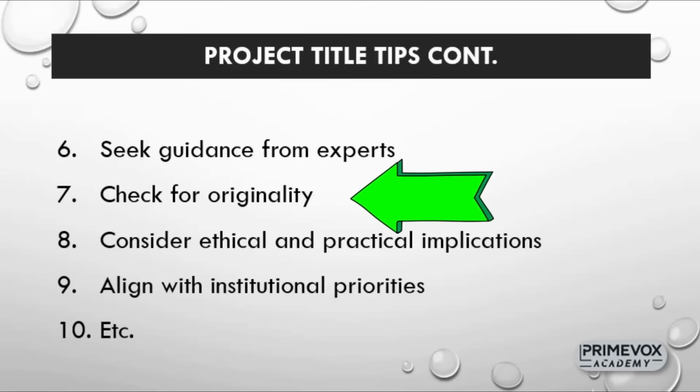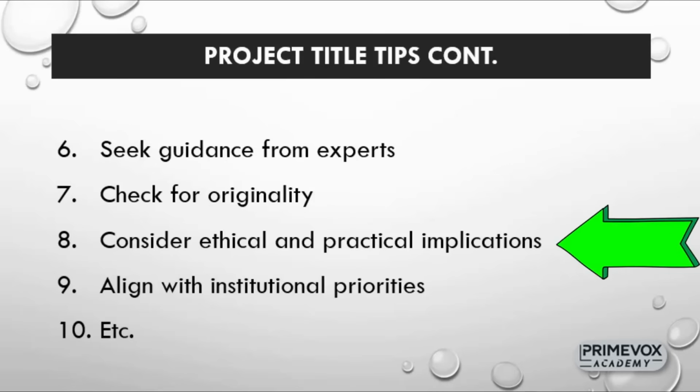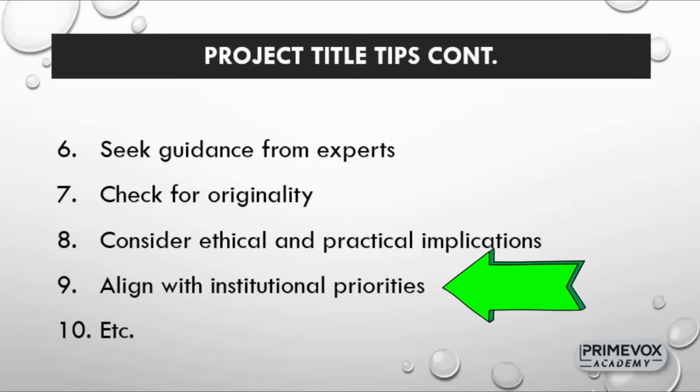Number 8 is also to consider the ethical and practical implication. So it's not because you have interest about your president or your governor, you start researching the private life of a family and something like that. So you consider the ethical and the implication of what you are about to do. Number 9 is to align with your institutional priorities. So each institution has something that they hold of higher interest. Your project should also go in the same alignment.